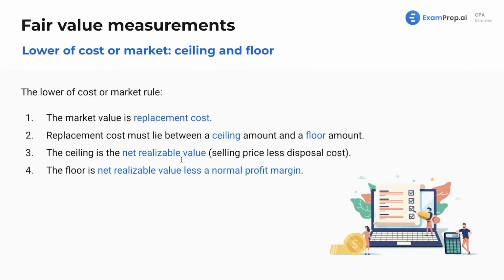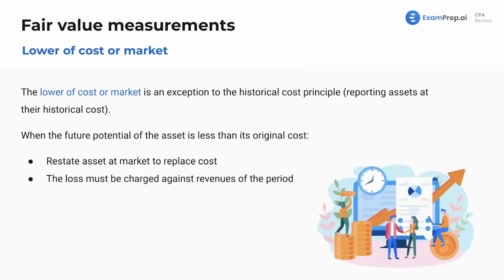So net realizable value, just like net realizable value of accounts receivable is AR minus allowance for doubtful, it's what you can really get for something. So what can you really get for this TV? Well, it's the selling price minus disposal cost, right? Any costs associated with needing to sell it. And the floor is net realizable value less a normal profit margin. We'll see these come together in an example.